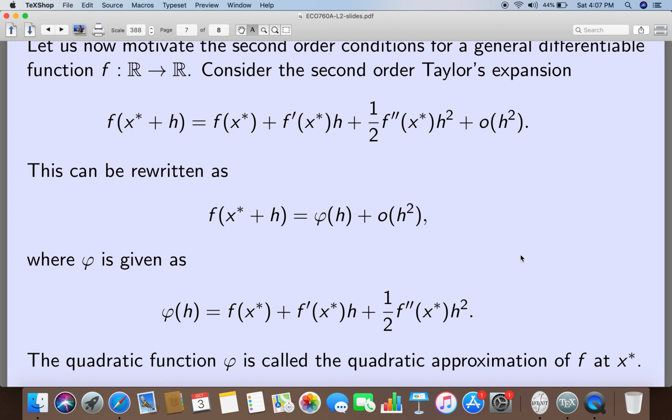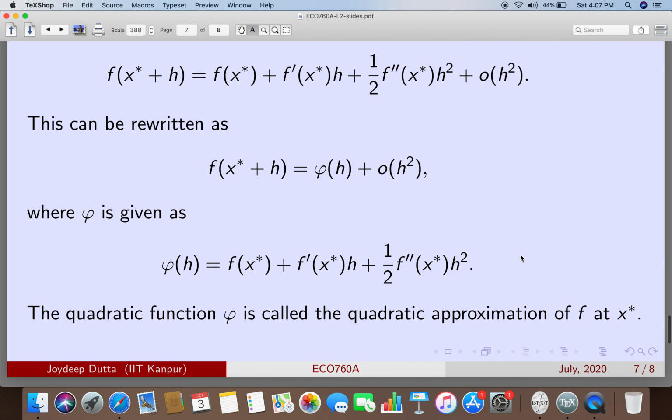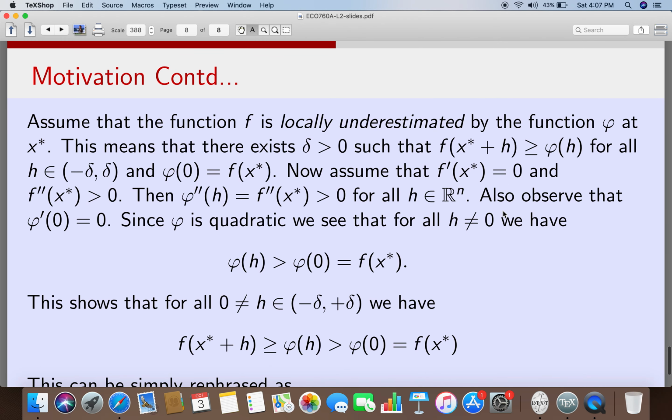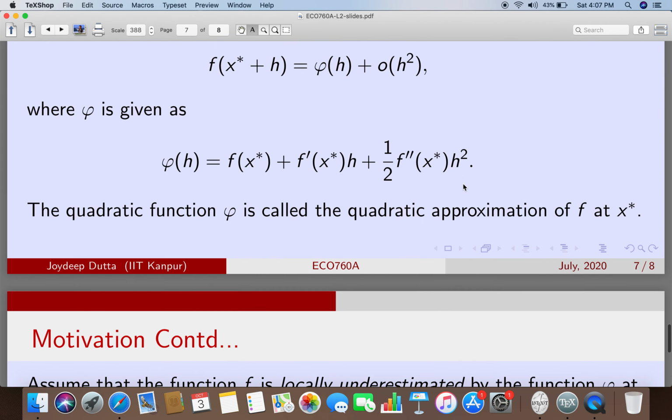So what we do now, we take a more careful look at it, because we have to be careful about this error term. We are not proving anything here, we are trying to motivate. So we are now trying to say that let us assume that the quadratic function is so nice that it locally underestimates the function at x star. Means, you know that the function phi of h is a function of h, right? And let us look at the function phi at 0.